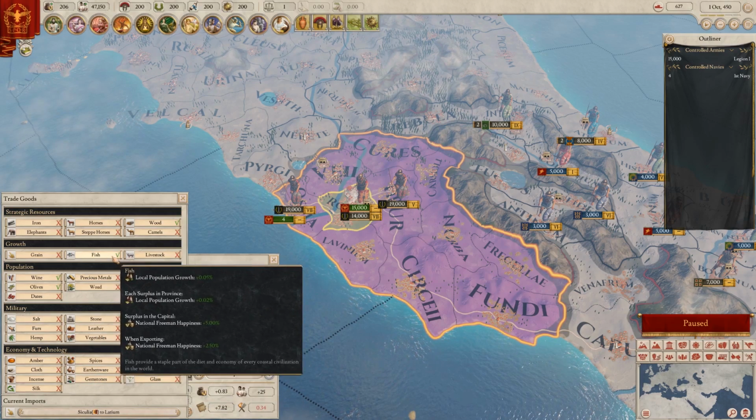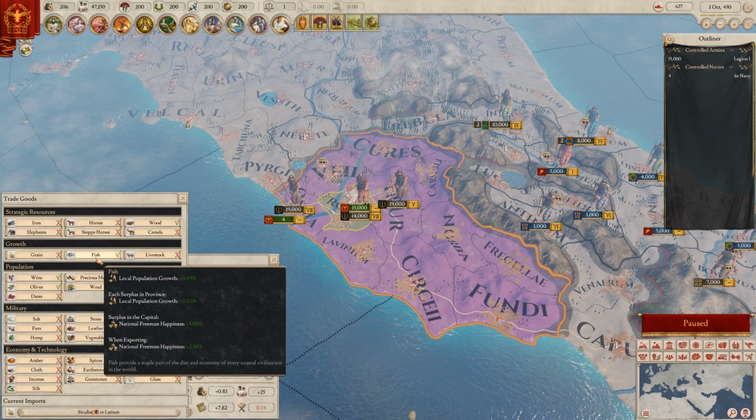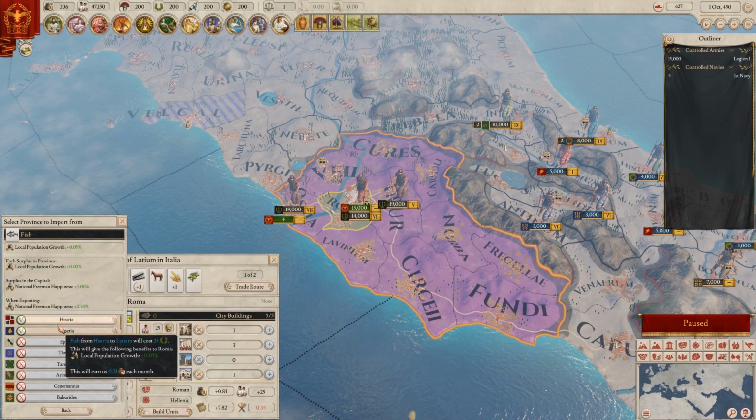And to trade, you only need to click one that somebody is actually willing to trade you, for example, fish, and then you can pick a province to trade with.